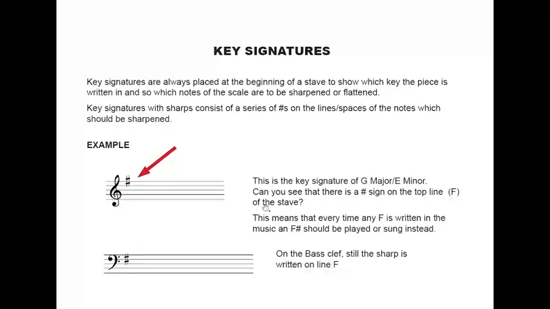Can you see that there is a sharp sign on the top of line F of the stave? This one. This means that every time an F is written in the music, an F sharp should be played or sung instead. This sharp is at F, so that means whenever we meet F, we shall sing F sharp or play F sharp, and F is sharpened.